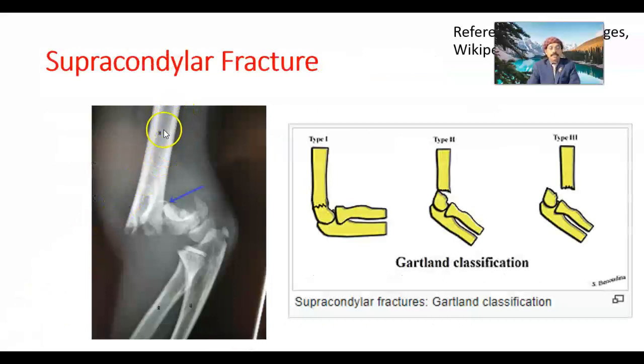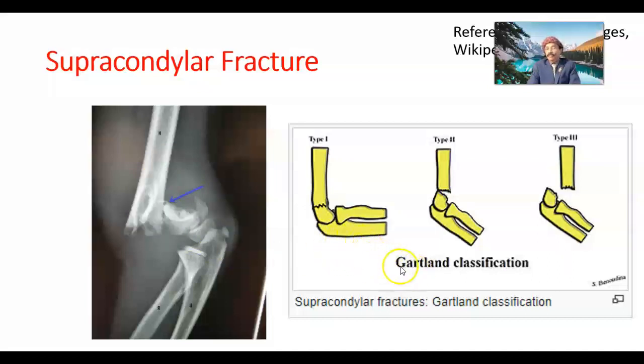This is the image, the X-ray of the supracondylar fracture. This is the humerus, radius, ulna, part of the olecranon process, and the lower separated piece here of the humerus. So this is the supracondylar fracture. Just at the supracondylar ridge area, there is a fracture. This is a transverse type of fracture at the distal part of the shaft of the humerus.